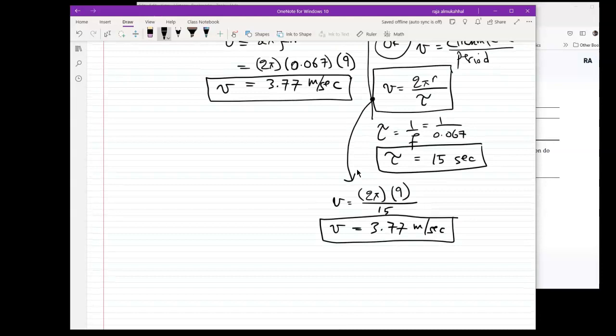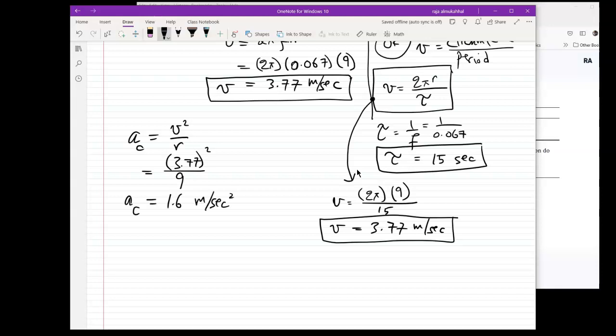Now he wants the acceleration. That's easy, just v squared over r. It's simply plugging in the number that we got: 3.77 quantity squared, divided by the radius, which is 9. And then we calculate that, and I got 1.6 meters per second squared. And there we go. I got the centripetal acceleration of this object. Okay.